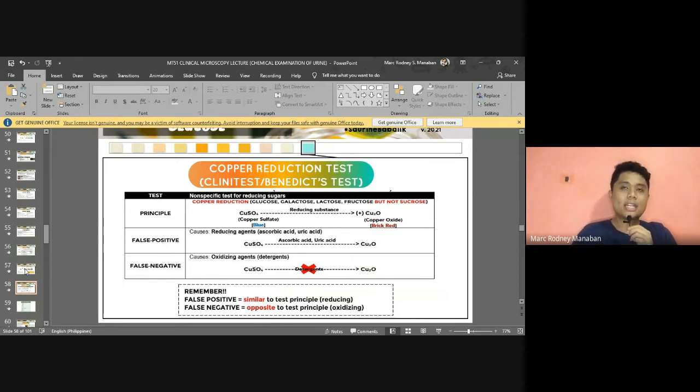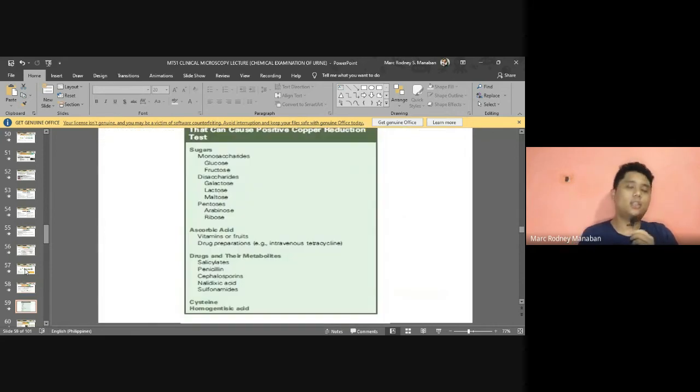All right. But again, the disadvantage, dears, is you cannot distinguish which substance is the reducing substance, because other reducing substances, aside from sugars, can also cause a positive result. So for you to really identify, you need to perform additional tests such as your thin layer chromatography, TLC. All right, so these are the substances that can cause a positive copper reduction test because again, these are all reducing substances.